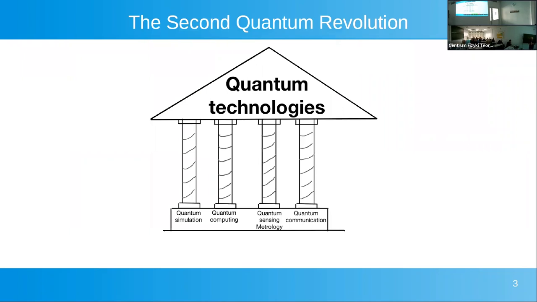Let me start from the big picture. Today in the community, people say that we are entering the second quantum revolution. It means that the properties of quantum mechanics can be utilized for particular tasks, used not only for purely academic problems, but for application problems for society, broadly speaking. One can ask, what is the first quantum revolution? Of course, the first quantum revolution is the appearance of quantum mechanics in the history of developing physics theories. It starts at the beginning of the 20th century, and 100 years later we enter the time of the second quantum revolution. The second quantum revolution is about quantum technologies, and it's commonly said that quantum technologies are supported by four main pillars: quantum simulation, quantum computing, quantum metrology, and quantum communication.